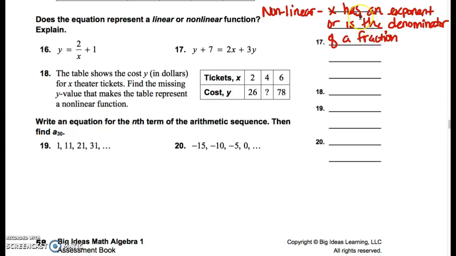Okay, so if you see either one of those in your equation, it's going to be non-linear. If it's just an x by itself, no exponent, and if it's not the bottom of a fraction, then it'll be linear. So if we look at number 16, y equals 2 over x plus 1. First thing I notice is that x is the denominator of a fraction, so that's going to make it non-linear because x is the denominator.